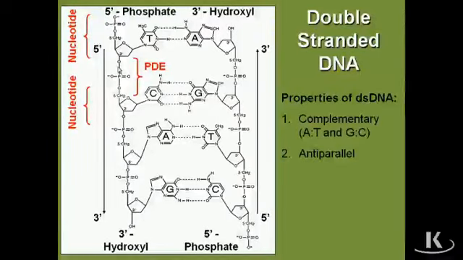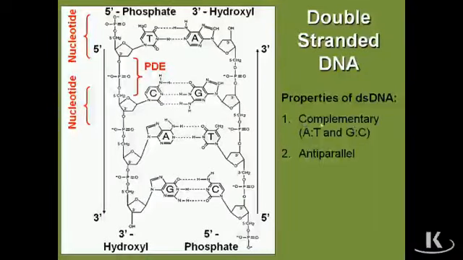So the properties now of double-stranded DNA. Even though the phosphodiester bond holds a single DNA's backbone together, and you have an associated complementary strand of DNA, what's going to hold these two strands of DNA together? What holds them together are hydrogen bonds. So this gives us a property that we call complementarity. So DNA is always complementary.